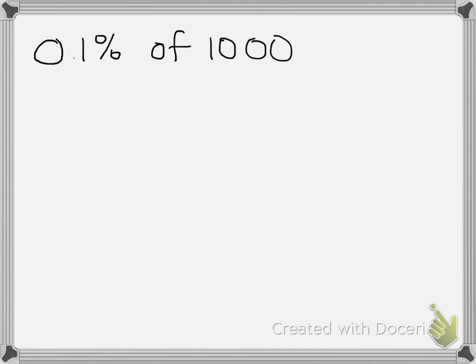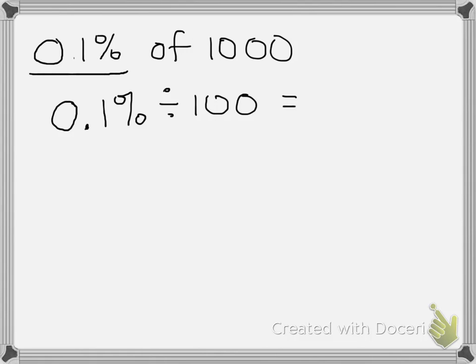Let's try a percentage that is smaller than 1. So we have 0.1% of 1,000. Remember, we cannot deal with the percent, so we're going to change it into a decimal. 0.1% divided by 100. Okay, we find out that then it becomes 0.001. Make sure you keep all your zeros, otherwise your final answer will be incorrect.